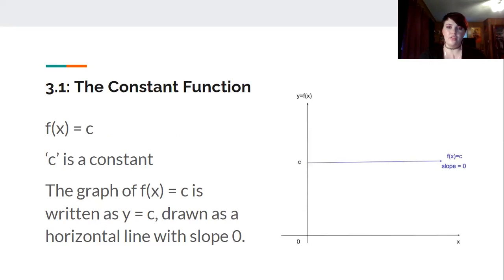So this video is about the constant function, and the constant function is written as f of x is equal to c, where c is a constant. It's preferable to write it as a positive integer because they're just easier to work with, but really c is just a number. The graph of f of x equals c is written as y equals c, which is drawn as a horizontal line with a slope of 0. And all horizontal lines have a slope of 0, so the constant function will always be written and drawn like this. So I'll give you a minute to copy this graph down.